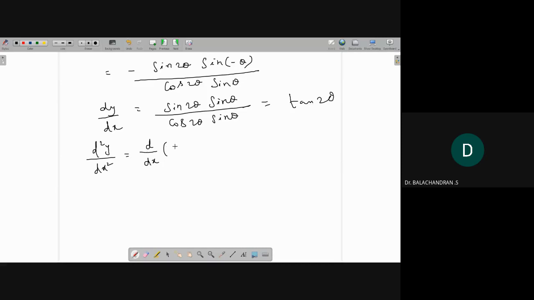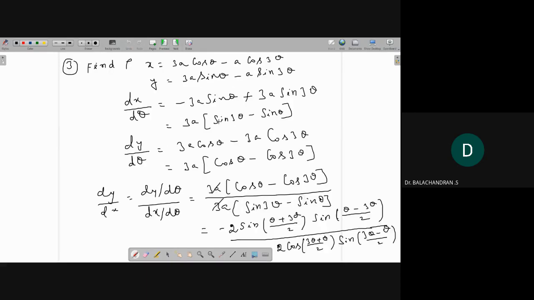d by dx of dy by dx. You can write this as d by d theta of dy by dx, which is tan 2 theta, into d theta by dx. If you differentiate tan 2 theta with respect to theta, you'll get secant square 2 theta into 2, and d theta by dx. So we know dx by d theta. What is dx by d theta? 3a sine 3 theta minus sine theta. So the reciprocal of this is 1 by 3a into sine 3 theta minus sine theta.